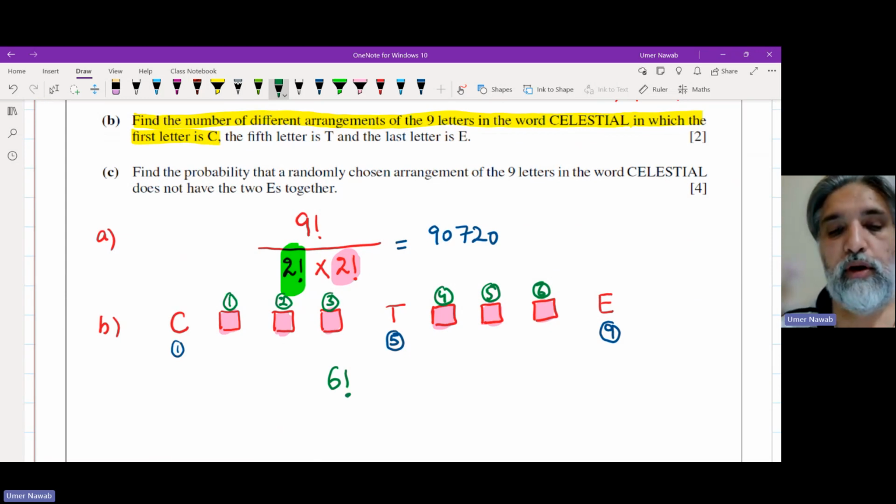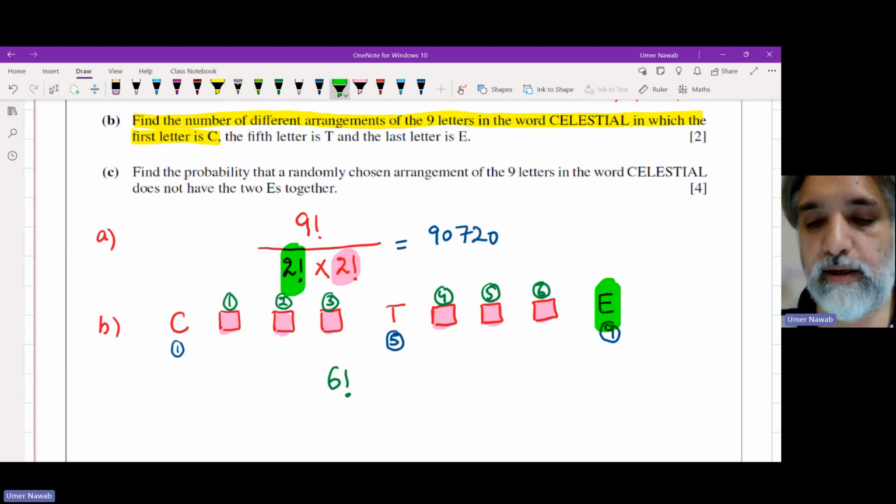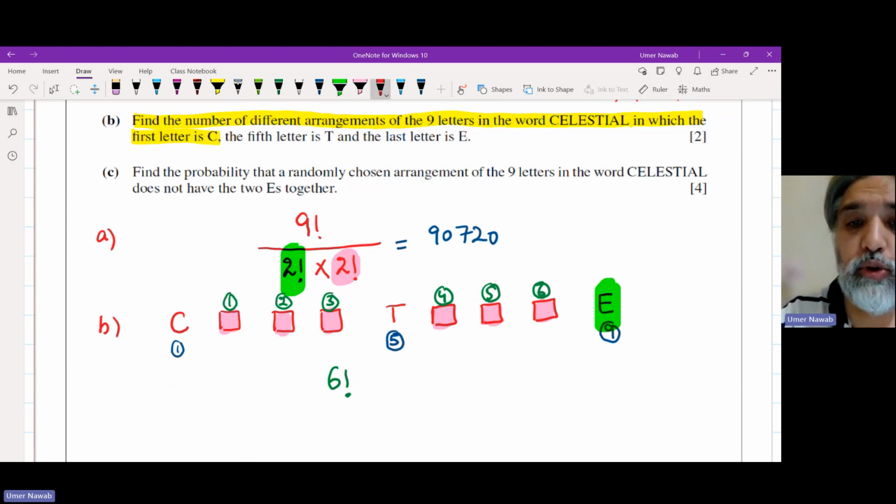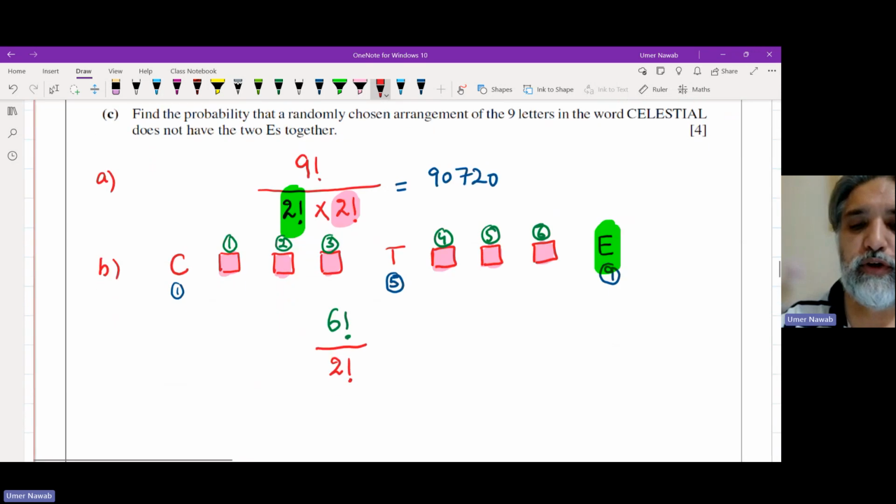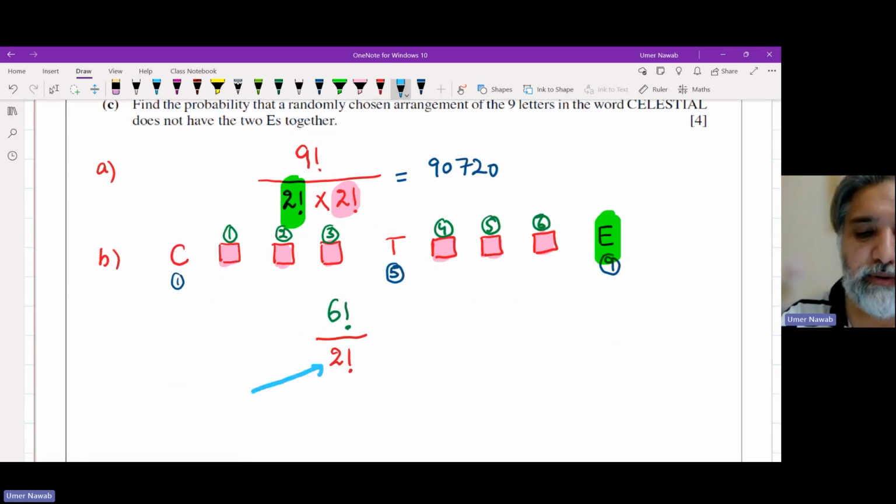But please make sure, is there any letters among these 6 letters repeated? Yes, L is repeated twice. Since E has been already used, it means E is alone in these 6 letters. So the possibility of getting 2 L's among these 6. So that's why I will divide with 2 factorial, and this 2 factorial I wrote it because of 2 L's. Clear? And now let's check the answer. What is the answer we are going to get? It would be 360.